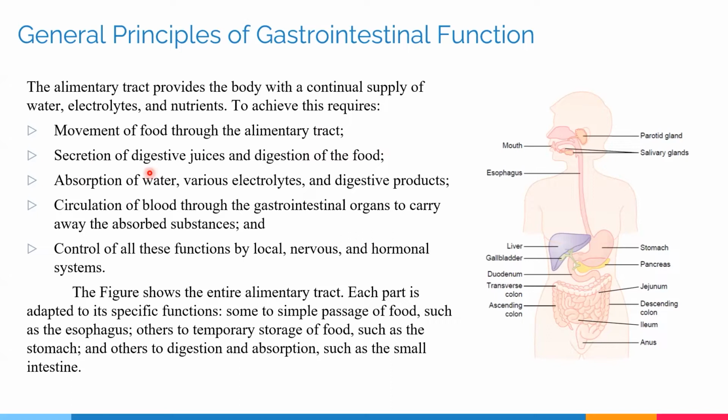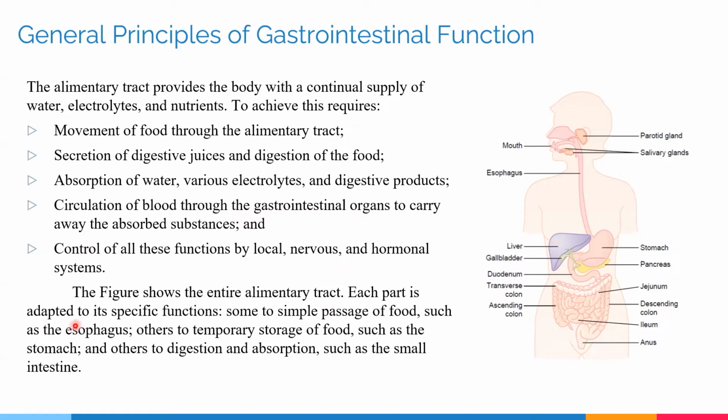To provide a continual supply of water, electrolytes, and nutrients, there needs to be movement of food through the alimentary tract, secretion of digestive juices and digestion of food, absorption of water, various electrolytes and digestive products, circulation of blood through the gastrointestinal organs to carry away the absorbed substances, and control of all these functions by local nervous and hormonal systems. The figure here shows the entire alimentary canal.